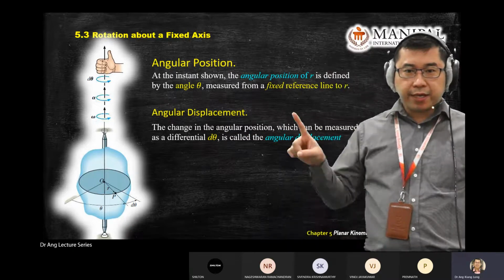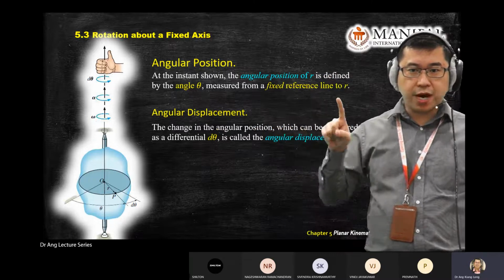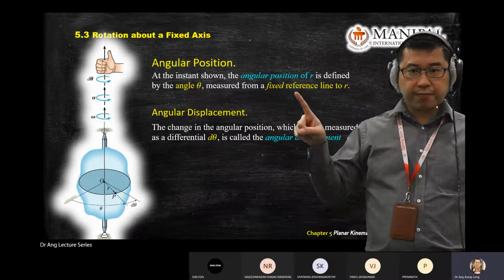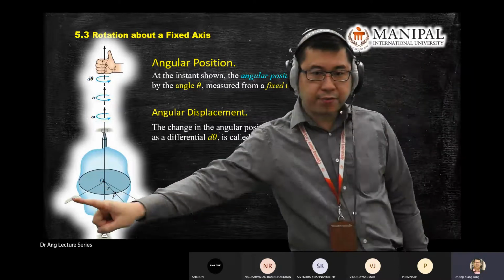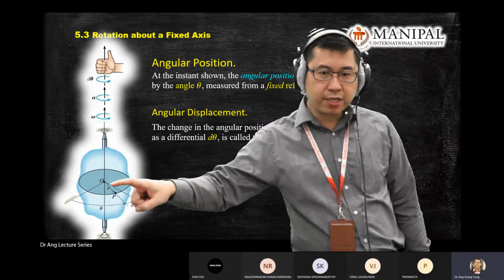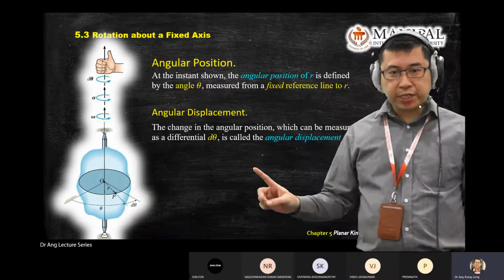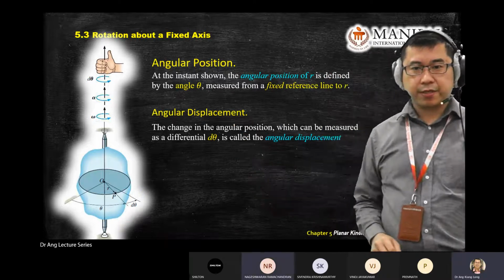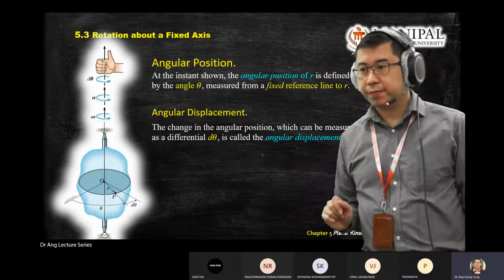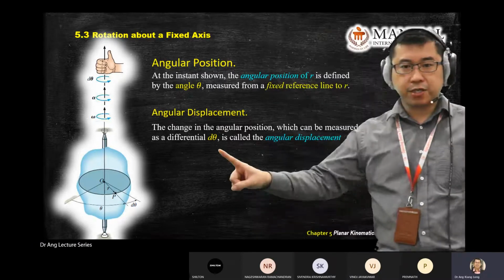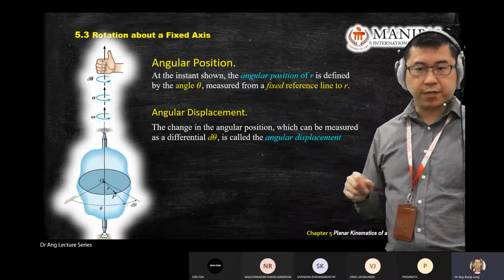Okay. And this angular position is from the fixed reference line to R. So this is the fixed reference line to R. This is the R. Theta. And small changes, we call it displacement. So d theta is angular displacement.